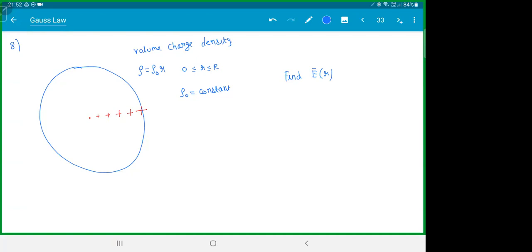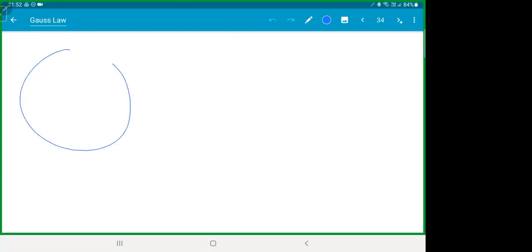How to do this thing? See, I'll give you a more general one, okay? Rho r power n. I'll show you for r power n. So consider a Gaussian surface inside.